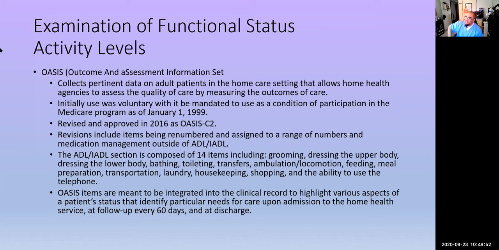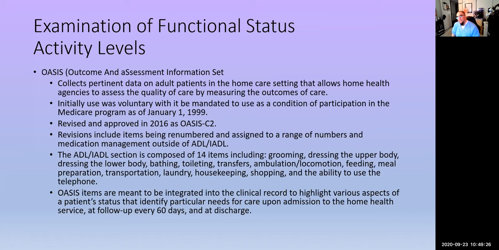The OASIS is pretty much the bane of my existence in home healthcare, because OASIS is the home healthcare version of the FIM and the IRF-PAI. It collects pertinent data on the adult population in home care settings. So again, FIM, inpatient acute, IRF-PAI, rehab, OASIS, home health. It was revised in 2016 to the OASIS C2. You'll find a lot of times when they revise it, they just put a letter and a number after it. That's pretty much what Medicare does.